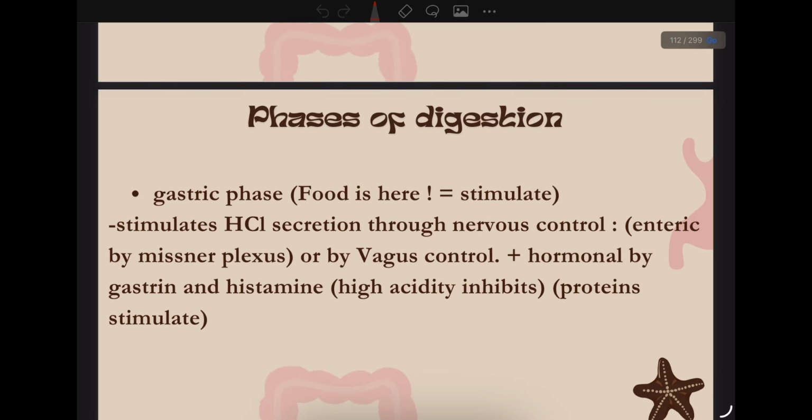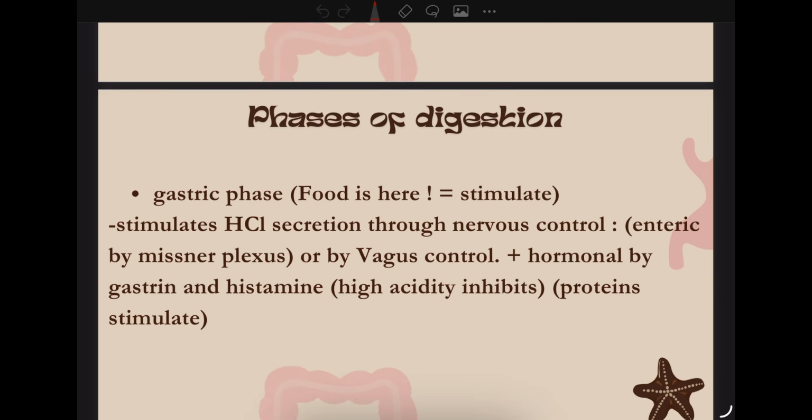Now, when we go to the gastric phase, the food is here, so you want to digest it. So you will stimulate HCl secretion through nervous control and hormonal control. Nervous control by the enteric nervous system, which is Meissner's plexus, if you guys remember, that increases secretion, or by vagus control. Hormonal by gastrin and histamine. Very easy. You already know that gastrin and histamine stimulate hydrochloric acid secretion.